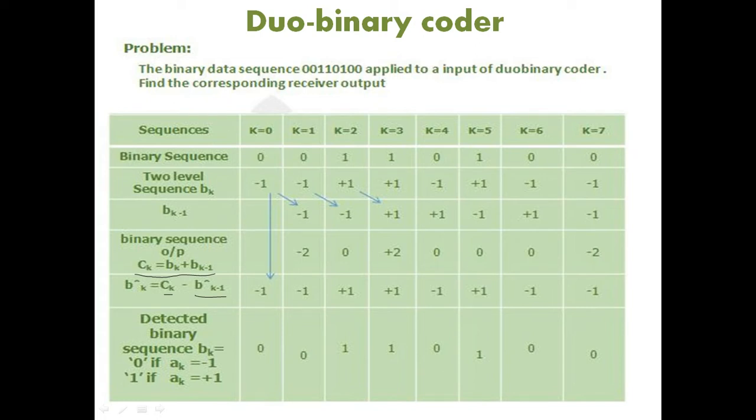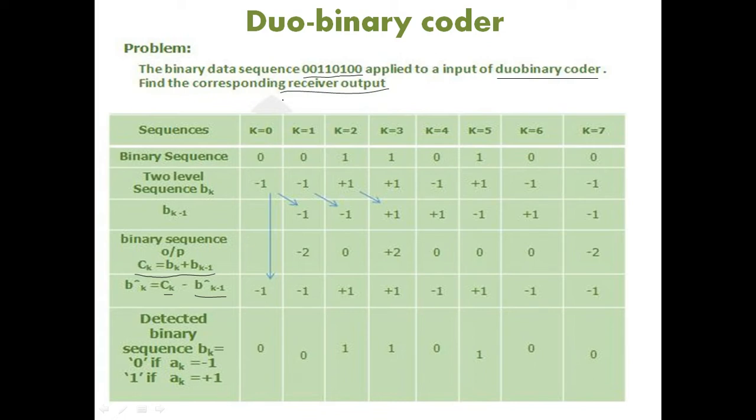Consider a data. You can assume your own data also. Here I have taken 00110100, an 8-bit sequence, applied to a duobinary encoder. Find the receiver output. In the problem, they have not specified the precoder. So we have two circuits: duobinary without precoder is the first circuit, and duobinary with precoder is the second circuit. I have taken the first one.